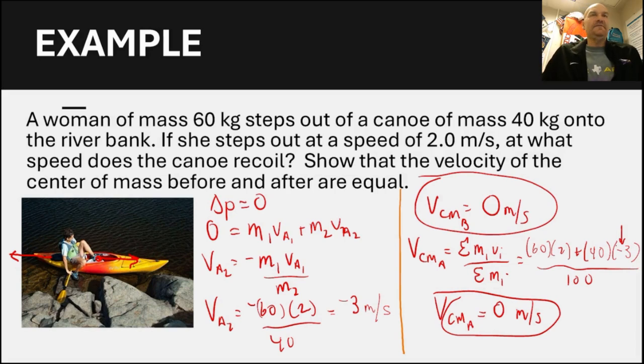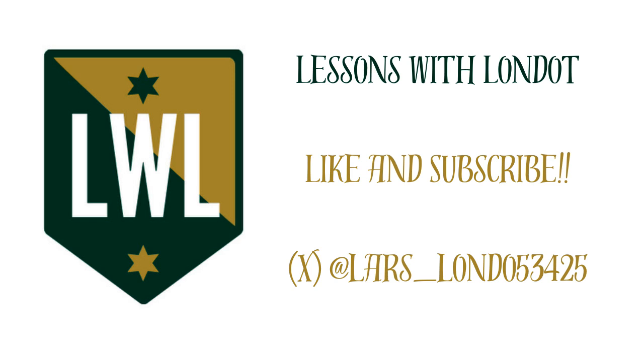All right, so in the next video here, we're going to wrap up talking about conservation of momentum and talk about two types of collisions.